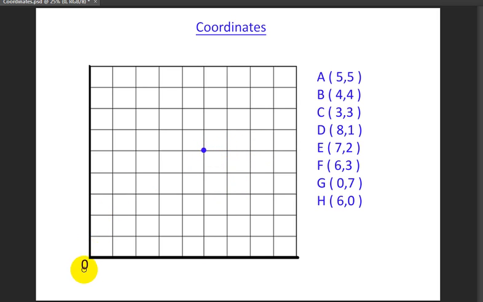Then B is at 4, 4. 1, 2, 3, 4. 1, 2, 3, 4. There we go. Next we have C at 3, 3. 1, 2, 3. 1, 2, 3. There we go. And I should be putting in letters to show which point is which. So this is A, this is B, and this is C.